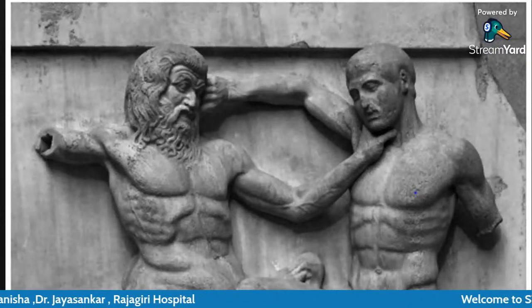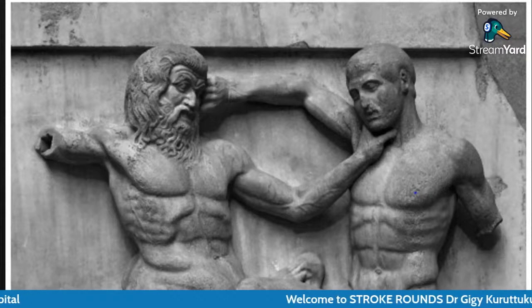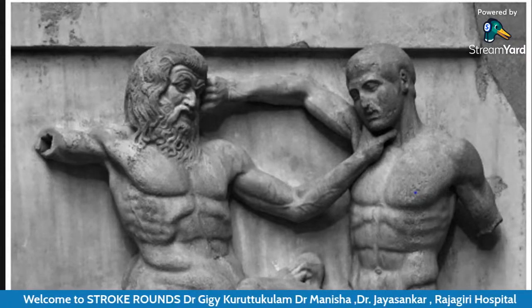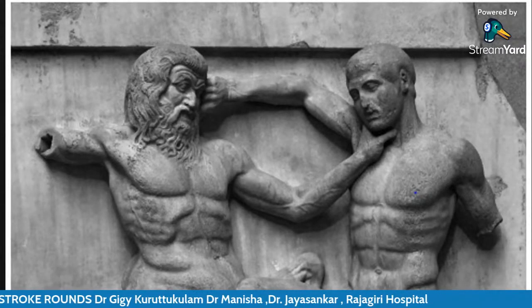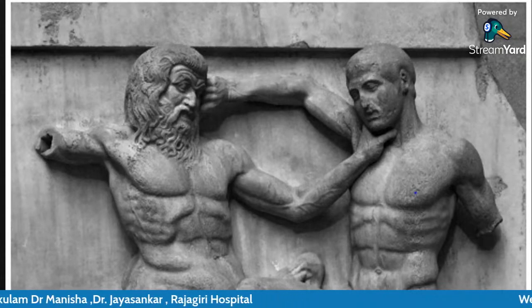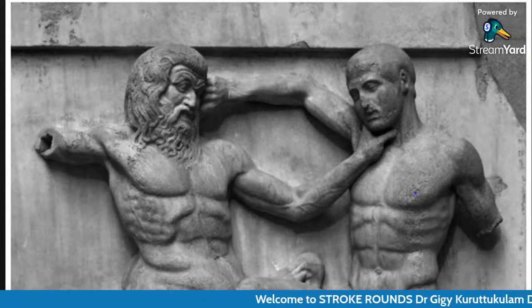The word carotid is derived from the Greek word karos, which means to put to sleep or to stupefy. In this picture, there are two statues of Greek fighters, one intentionally pressing the left carotid artery of the opponent with an intention to make him unconscious or put him to sleep to win the fight.